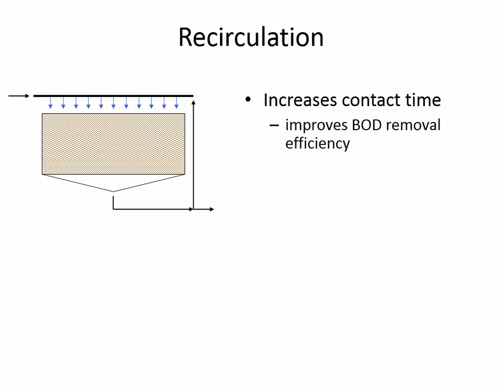And so recirculation is one of the main parameters that we have to go through in designing a trickling filter, because once you build it, it's about the only thing you get to control: how much of the water goes out versus how much of the water is recirculated back to the top.